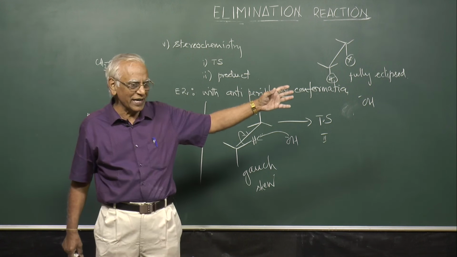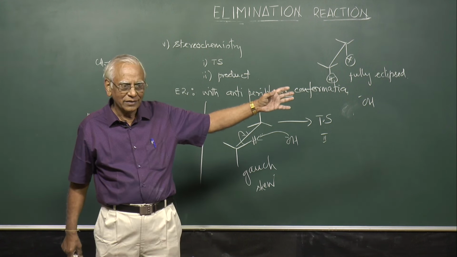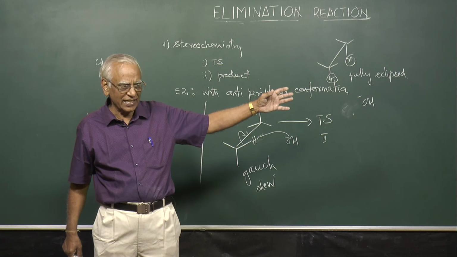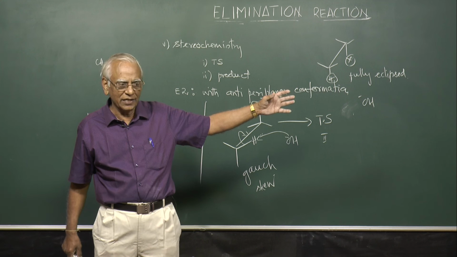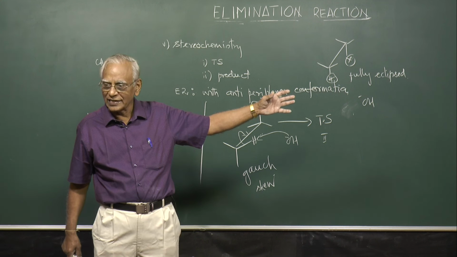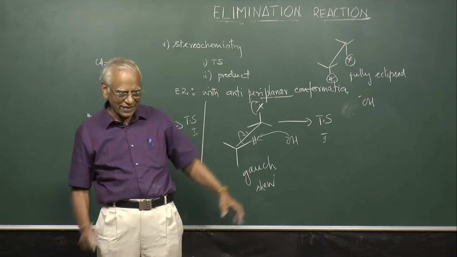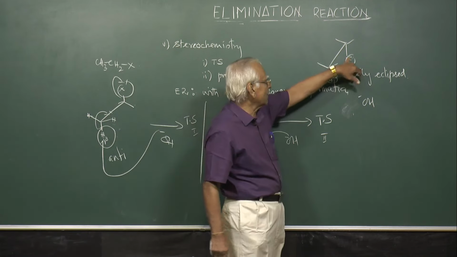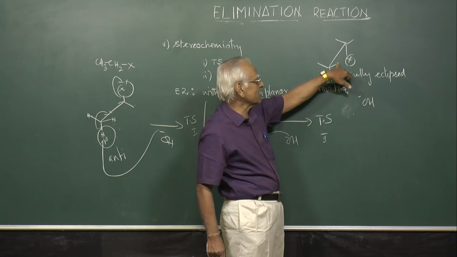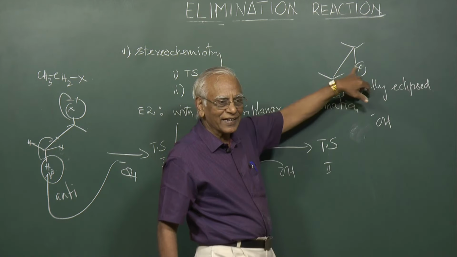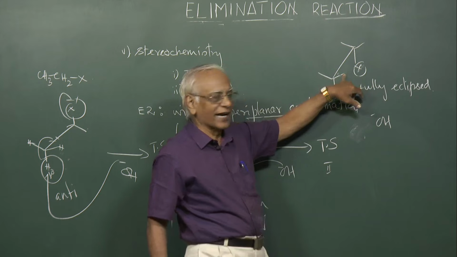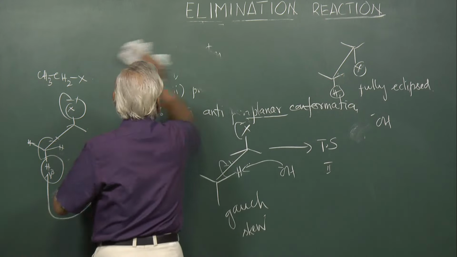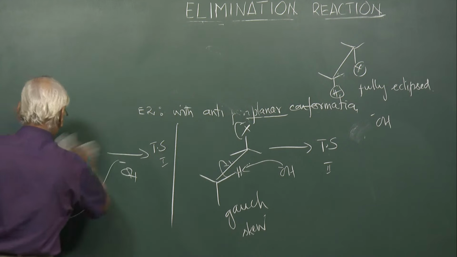The next one should be? Can I say 0 less than 60, less than 120, less than 180? Or 0 less than 120, less than 60? 120 is also eclipsed. What is 120? The halogens here and the hydrogen atoms here. The dihedral angle between these two, the halogen and hydrogen, probably you can make a note of it.